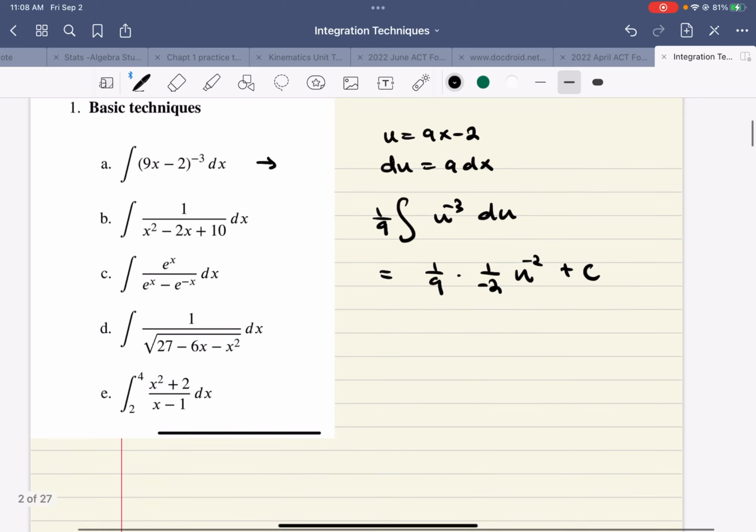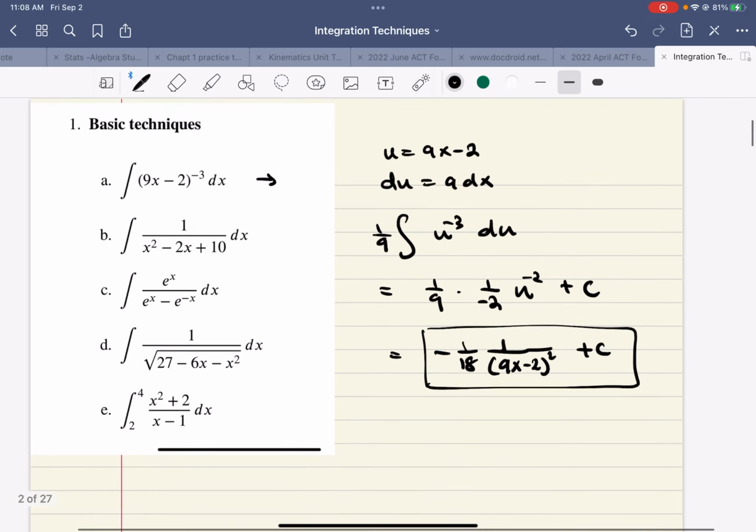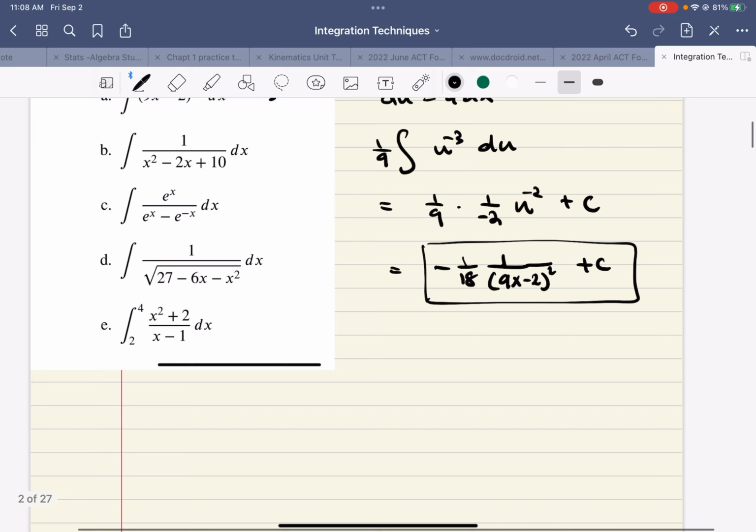Make sure you put plus c. And negative 1 over 18, u to the negative 2 goes on the bottom with a positive exponent. And then you plug back in. So 9x minus 2 squared, plus c. So that will be your final answer. Okay, that was A. Now B.